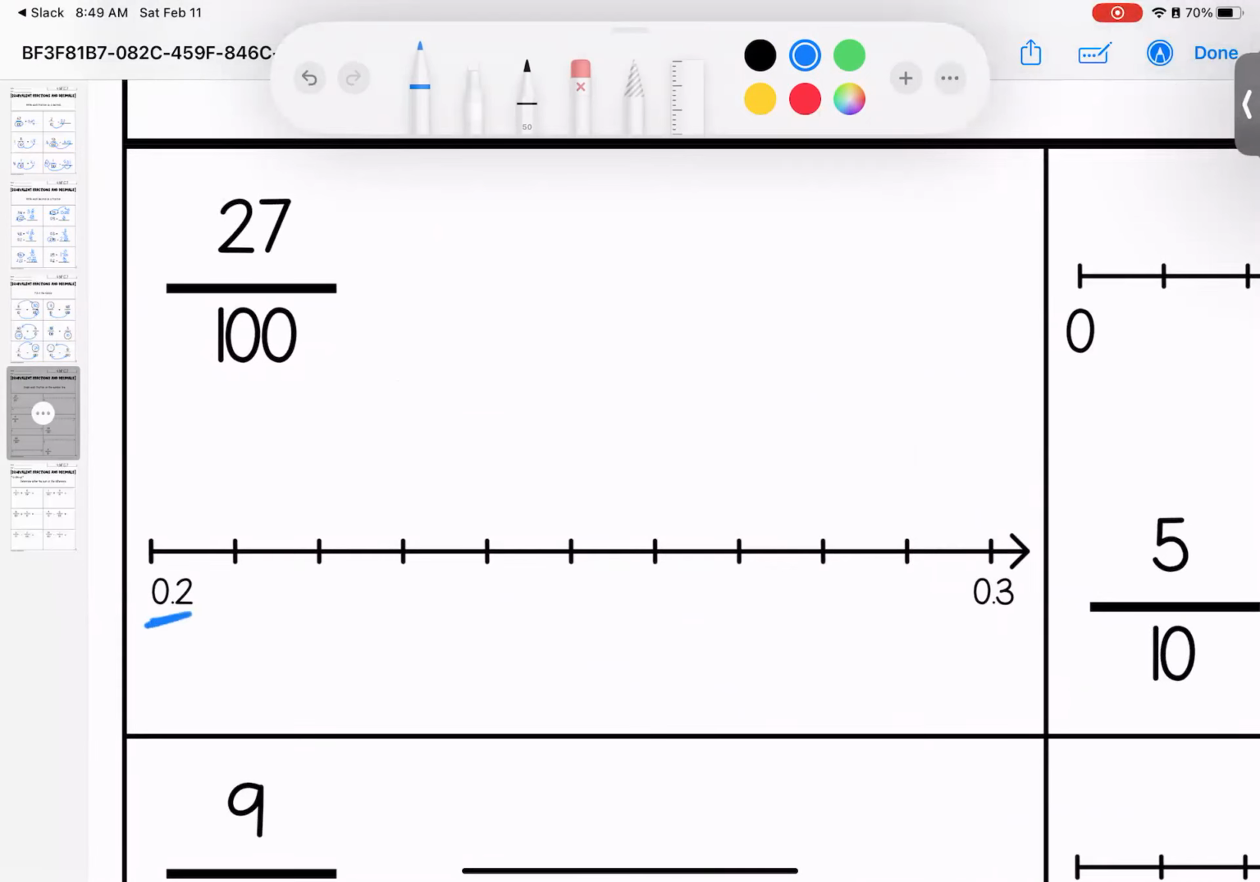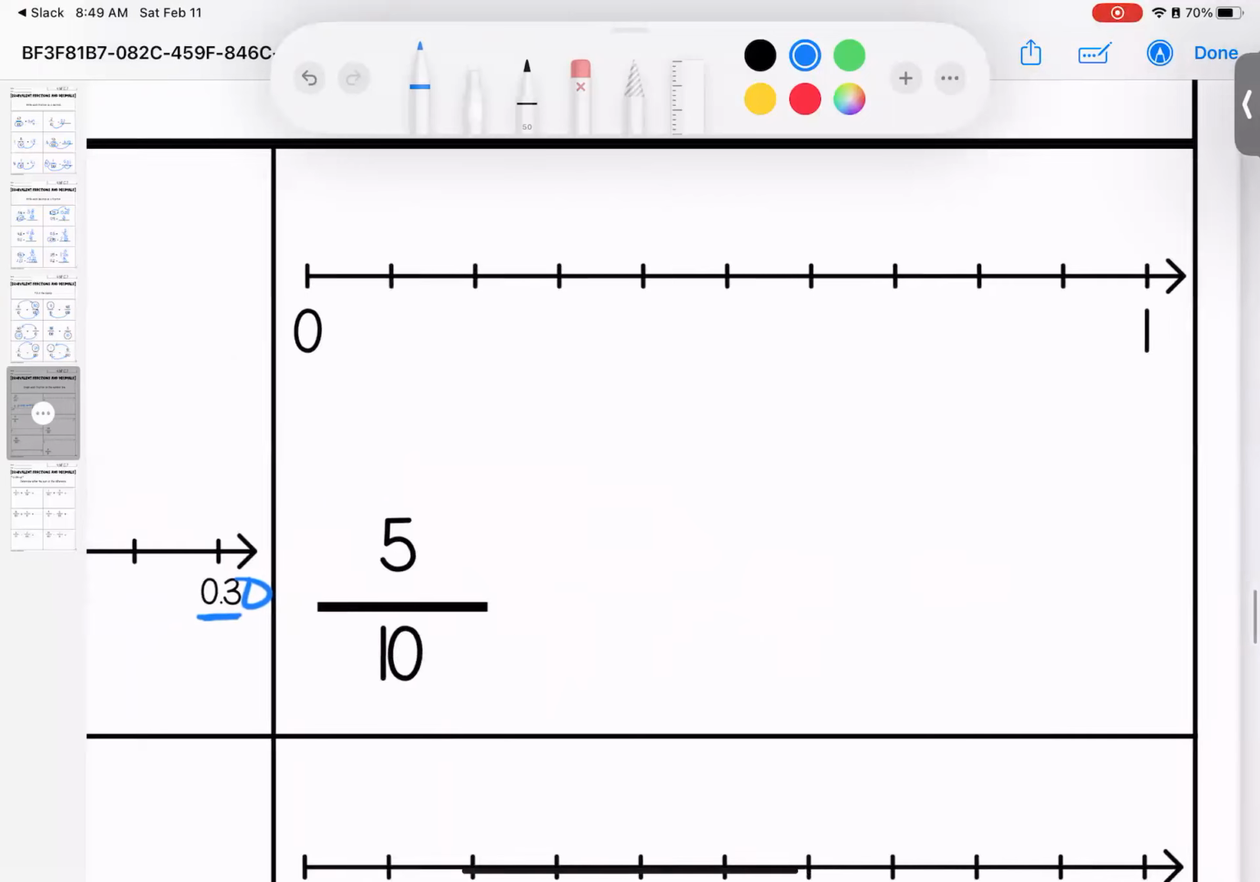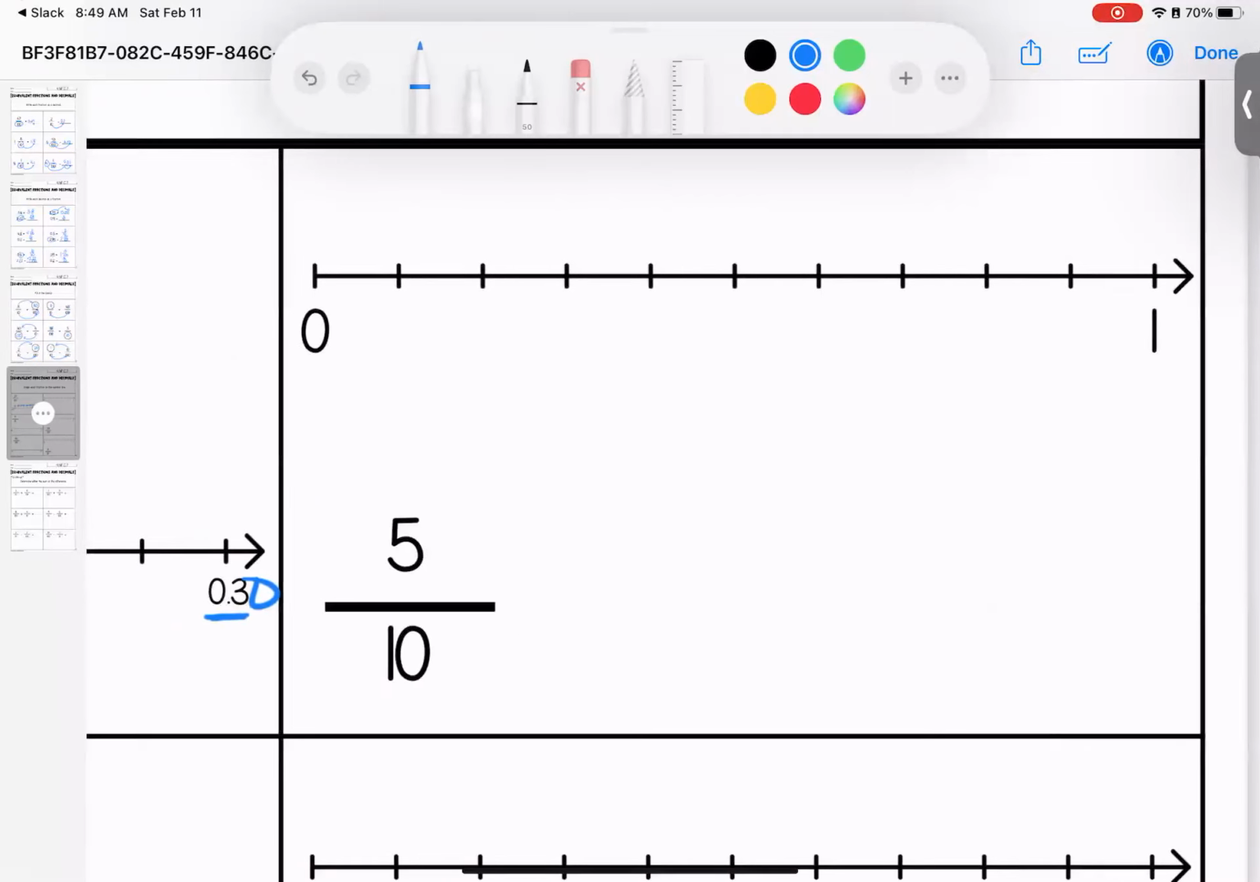I gave you in tenths as your benchmarkers, but we have hundredths, but we know that just means add a 0. So I have 21, 22, 23. You get the point with me. 27 hundredths would be right here. Over here, we have, this would be 10. So we have 1/10. 2 tenths, 3 tenths, 4 tenths, bingo, 5 tenths.